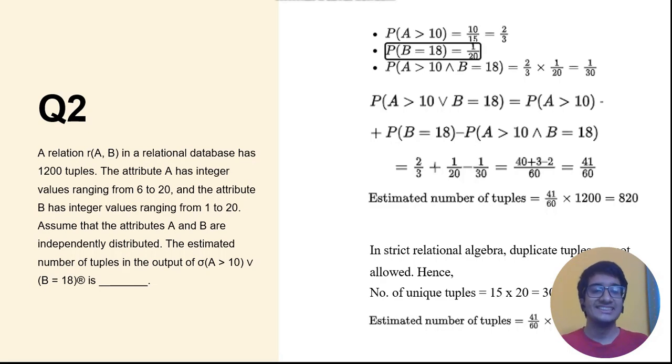It comes as 60. So now calculating the number of tuples that are satisfying both A greater than 10 and B equal to 18 becomes 10 upon 15 multiplied by 1 upon 20 multiplied by 1200. So basically 2 by 3 multiplied by 1 upon 20 into 1200, which comes as 40.